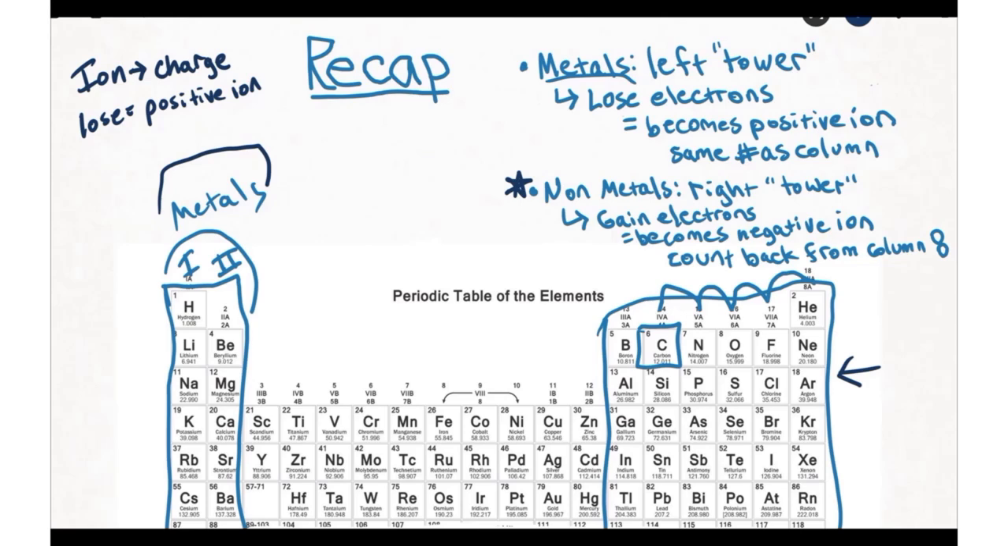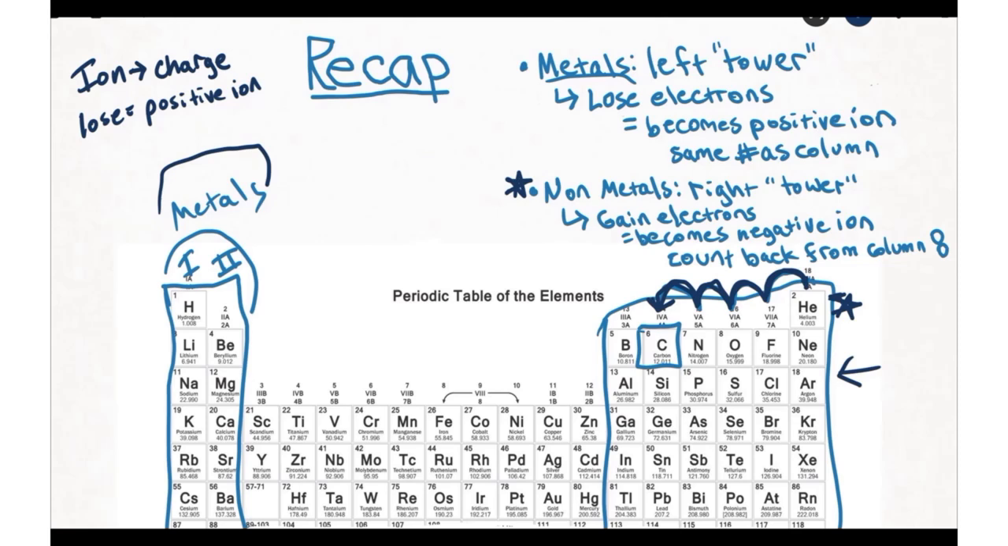So how do we know how many electrons each of these elements in this right block will gain if they turn into an ion? Well, here is column 8, which is the very last column in the table, and you count backwards from that column. However many columns backwards from that very last column there are, that is how many electrons these nonmetals are going to gain. So I have here, for instance, carbon. We start at column 8 and we count back 1, 2, 3, 4 is carbon. So carbon will gain 4 electrons and end up with a negative 4 charge.